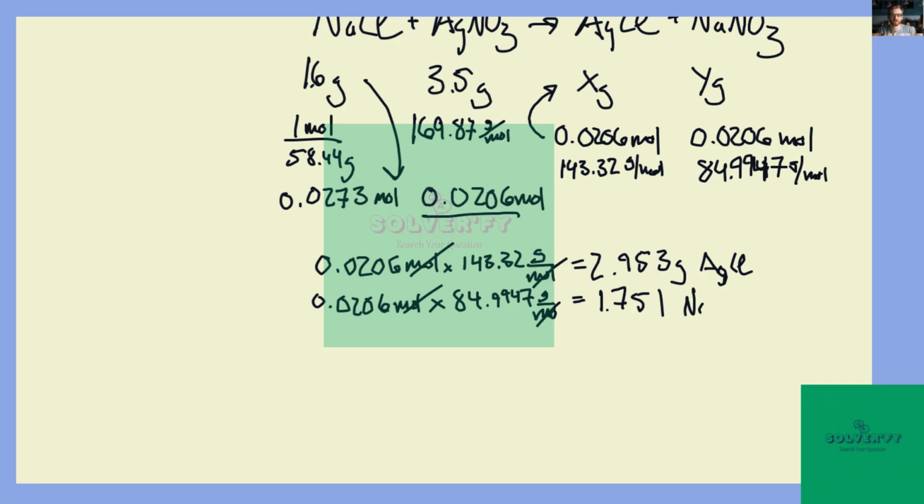And at this point, we can round our answers. We could round our answers to 2 sig figs. So we will get, for silver chloride, 3.0 grams. And for sodium nitrate, we get 1.8 grams.